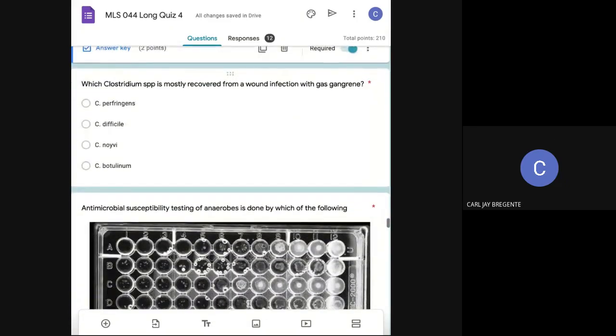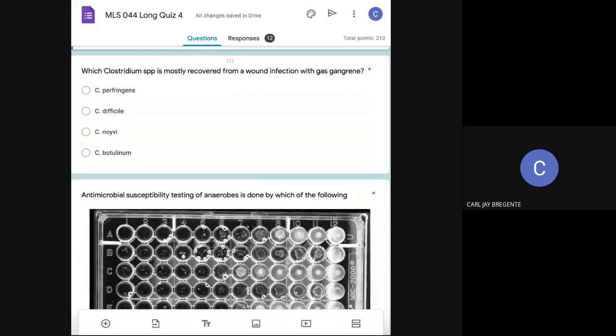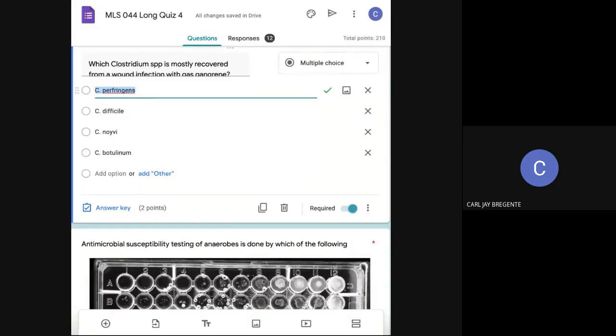Which Clostridium species is mostly recovered from wound infection with gas gangrene? The causative agent of gas gangrene is Clostridium perfringens. Again, to identify Clostridium perfringens, you need to see the double zone of beta hemolysis.